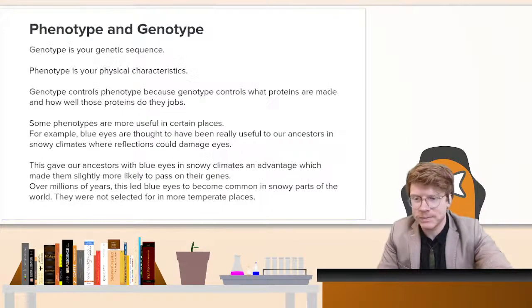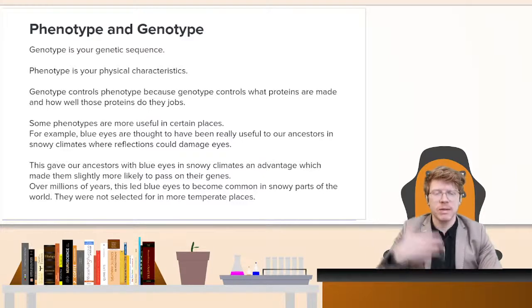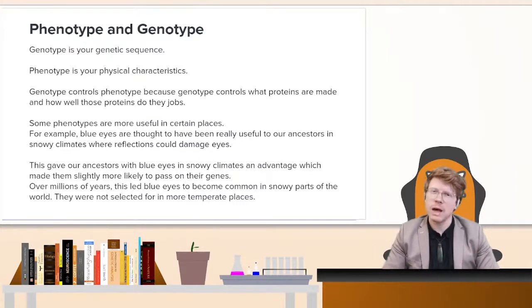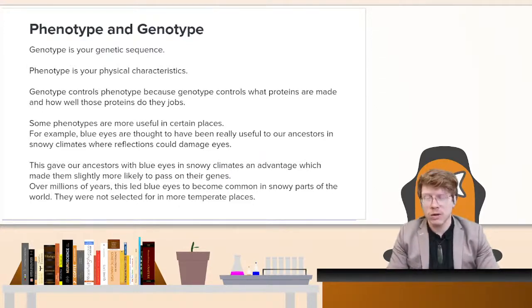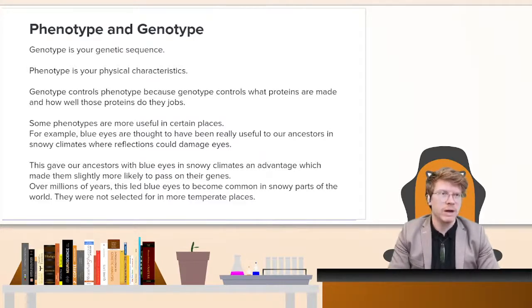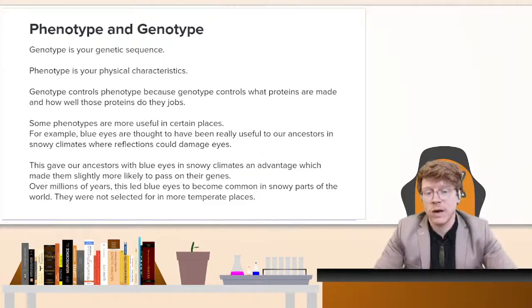So there we go. Now that we've talked about that, we've got to remember genotype, genetic sequence, and phenotype, physical characteristics, right? And genotype controls phenotype, because it is that genotype that codes for those proteins. In reality, phenotype is also controlled by the environment, right? Whether you grow up super tall is impacted by your genes. It's also impacted by your nutrition as a child.